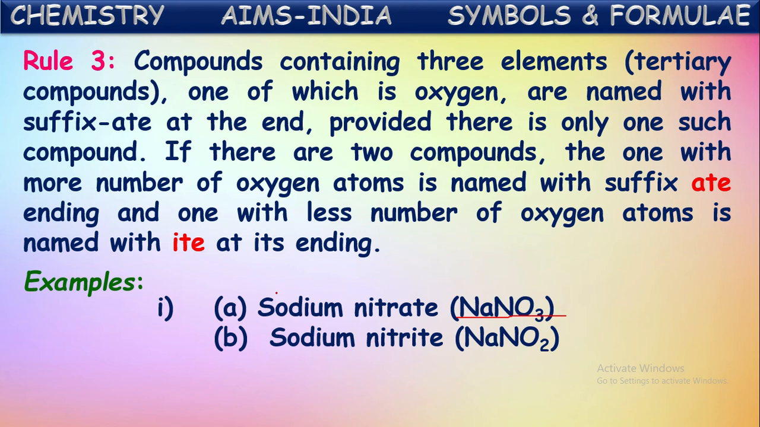First, the metallic element's name is written, next the non-metallic element's name, and then -ate is attached at the end of the second nonmetal's name by eliminating some letters. We need not mention oxygen. Okay, now it became sodium nitrate. Actually, the second element's name is nitrogen. By eliminating one or two letters from the name nitrogen, -ate is attached. Now it became nitrate. The total name becomes sodium nitrate.